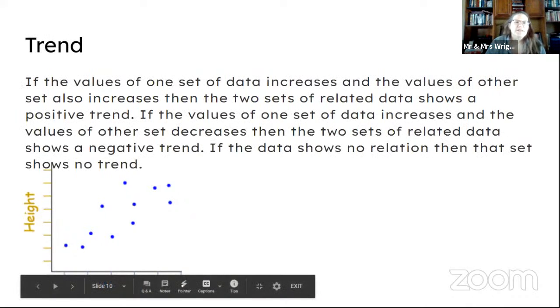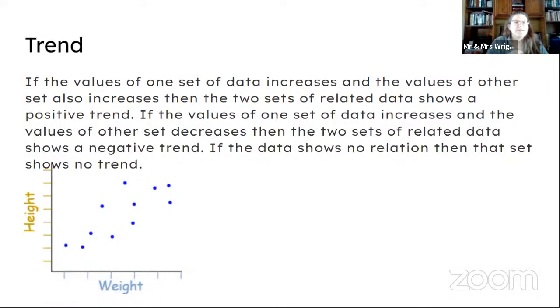So then the next word in relation to scatter plot is the trend. Does this data seem to trend in a particular direction or not? Well, it does. It seems to be going in an upward fashion, right? So the higher someone's weight is, the higher their height usually is as well. So this data on this scatter plot does have a trend. If the values of one set of data, such as weight, increase at the same time the other set of data, the height, increases as well, that is going to be an increasing trend.